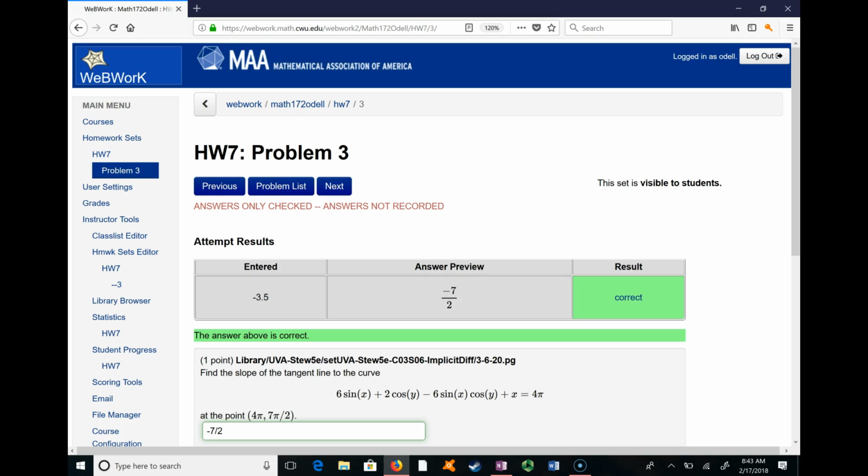So there's a couple of examples from homework 7. So you did homework 7, problems 2 and 3.